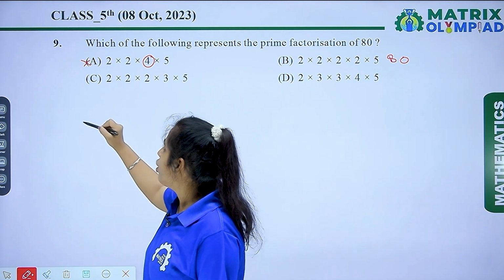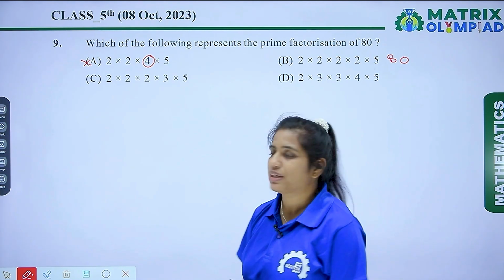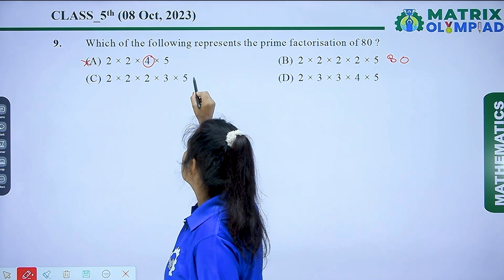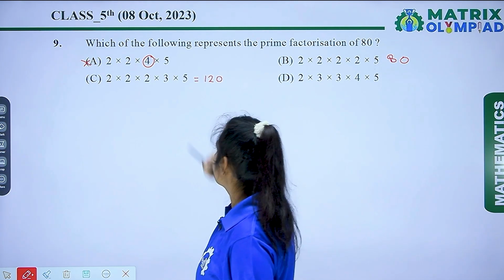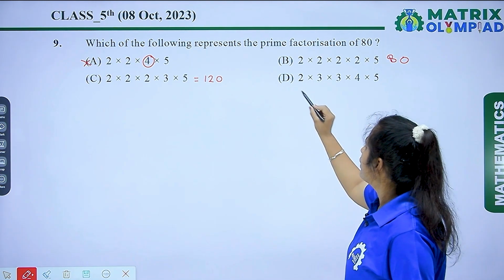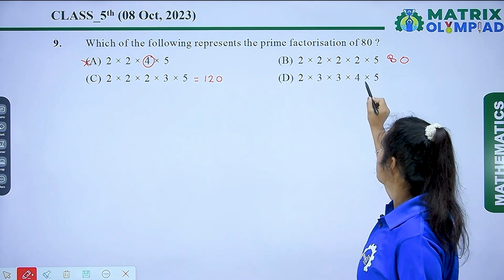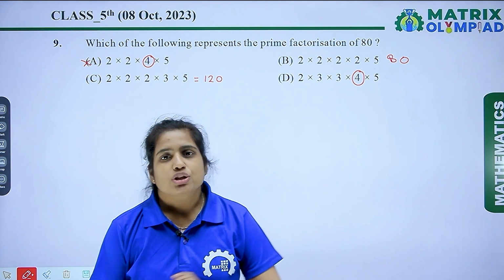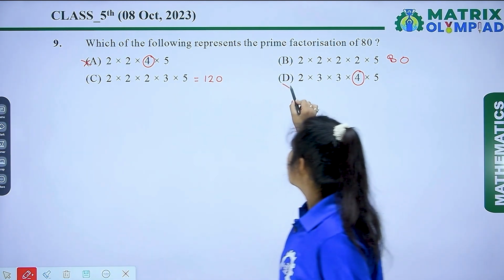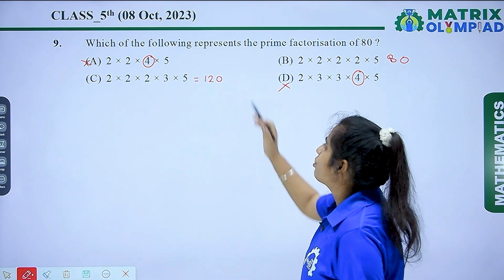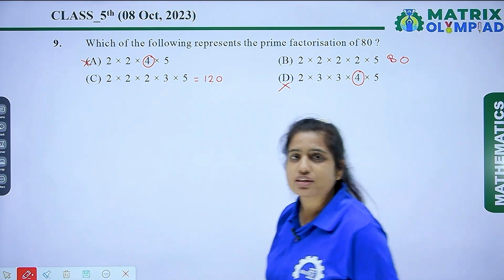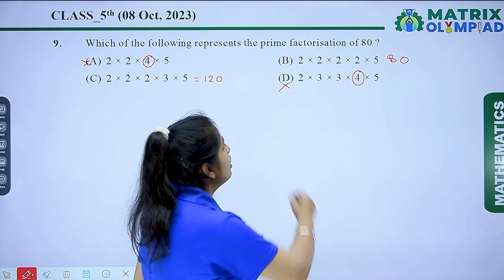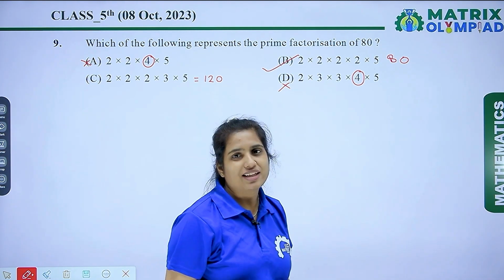Now here C option में भी आप देख सकते हैं सारे नंबर आपके पास प्राइम है. तो 2 multiplied by 2 multiplied by 2 is 8, and 8 multiplied by 15 is 120. Next we have D option, 2 multiplied by 3 multiplied by 3 multiplied by 4 multiplied by 5. Again in this option we have composite number. So ऑप्शन ए एंड ऑप्शन डी तो ऑलरेडी आपके एलिमिनेट हो चुके हैं. ऑप्शन सी एंड ऑप्शन बी में आप इजीली कंपेयर कर सकते हो. ऑप्शन बी is giving you the prime factorization of 80. So here option B is the correct answer.